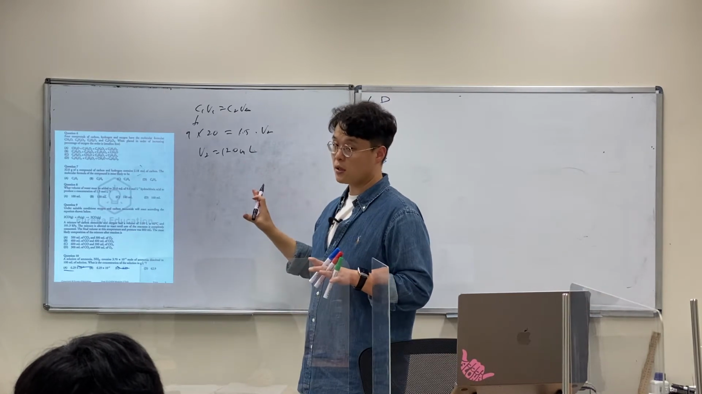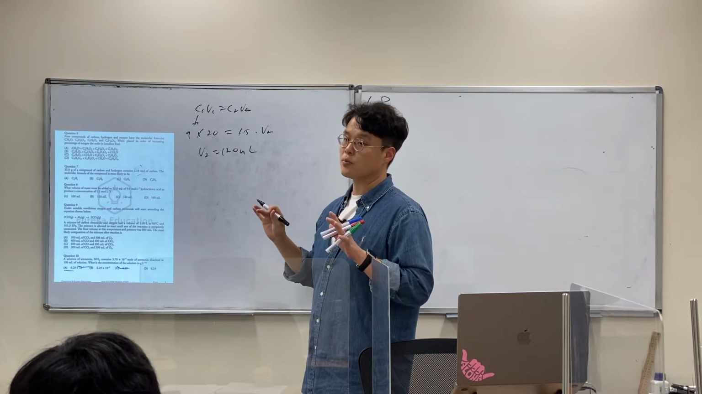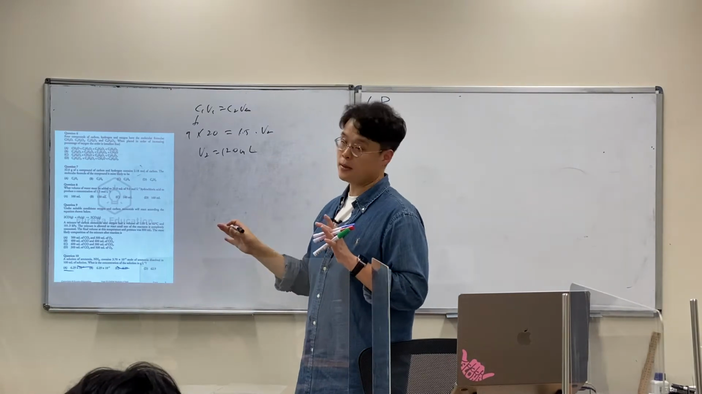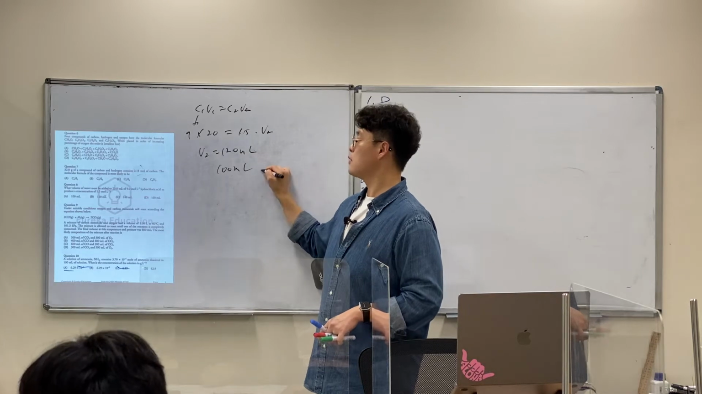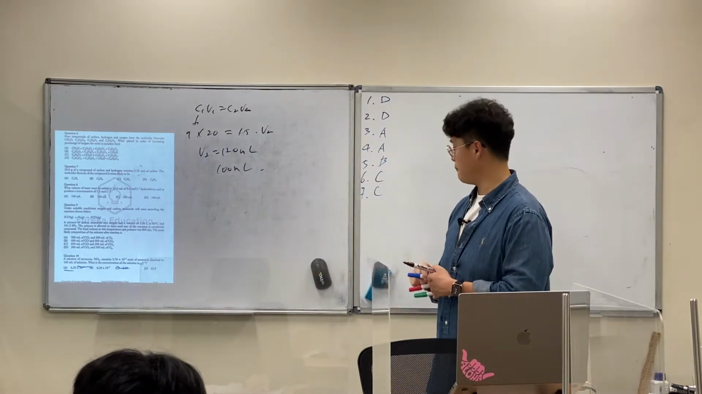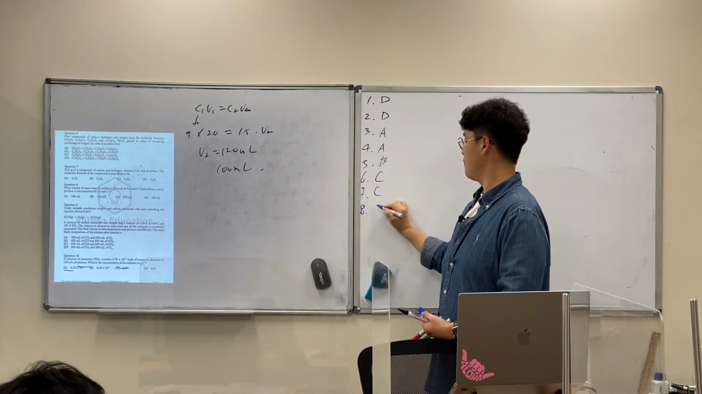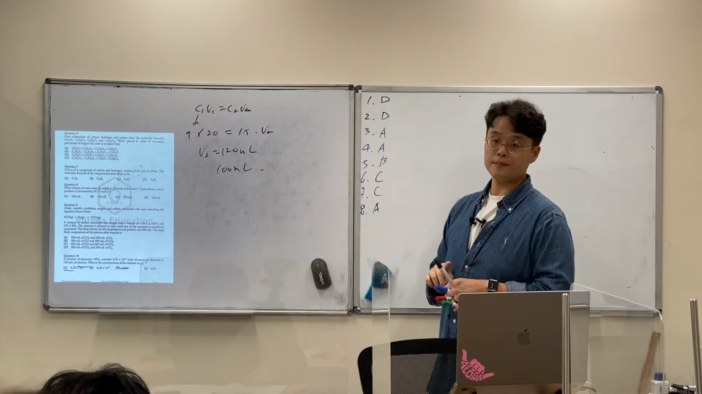But the question is asking how much water needs to be added on top of the 20 mils. The volume of water that needs to be added is 100 mils then. So that answer is A, not the B. Good.